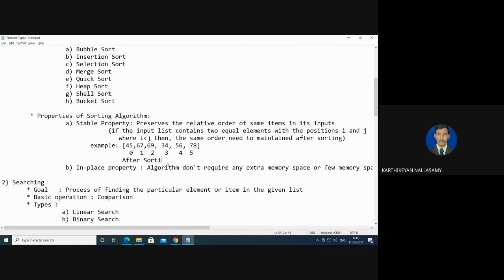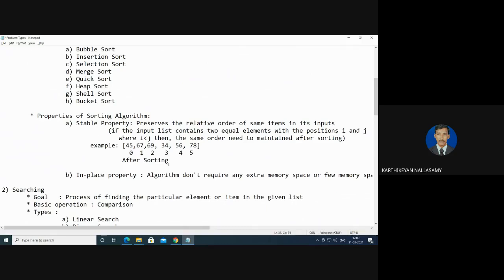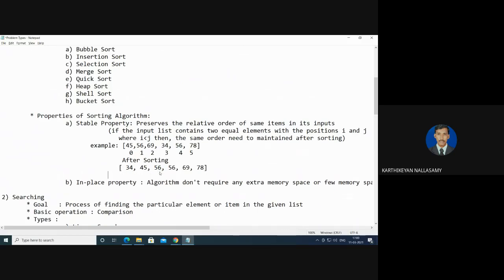After sorting, இப்போ நான் sort பண்றேன். Sort பண்ணதுக்கு அப்புறம் என்னோட ஆன்சர் 34, 45. Now here the same elements do not exist, so I'm going to make it as 56. So it is 56, again 56, 69, and 78. For this case, now I'm going to give the order with index 0, 45 is 1, 56 is 2, and this is 3, and 69 is 4, and 5. So இதில் sorting பண்ணும்போது, assume that initially the value of i is equal to 1.